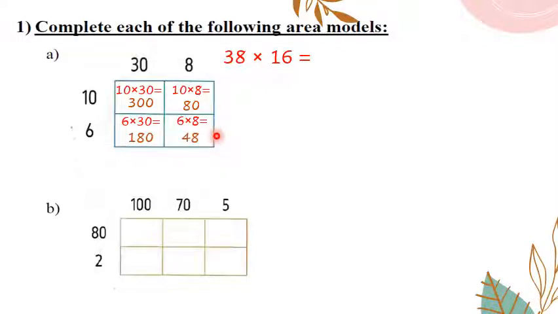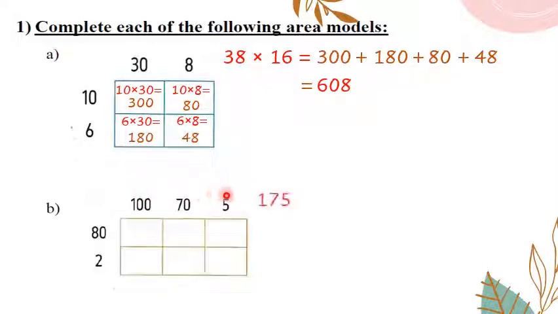After that, let's add 300 plus 180 plus 80 plus 48, equal, if you do it in a draft, 608. Number B, 80 and 2, he already broke the number for me, and the second number he already broke to 100, 70, and 5. That means the number is 175 times 82.